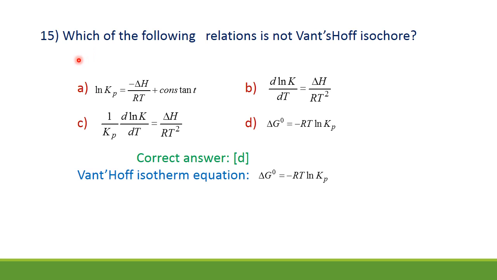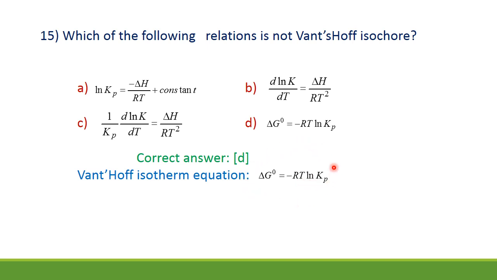Question number 15. Which of the following relations is not the Van der Hoff isochore? Isochore-ஆ இல்லாதது எது? இது isotherm. Delta G0 will be equal to minus RT ln Kp. இது isotherm. அப்போ the correct answer is D. மற்ற எல்லாமே isochore. Equation D isotherm. Van der Hoff isotherm is delta G0 equals minus RT ln Kp.